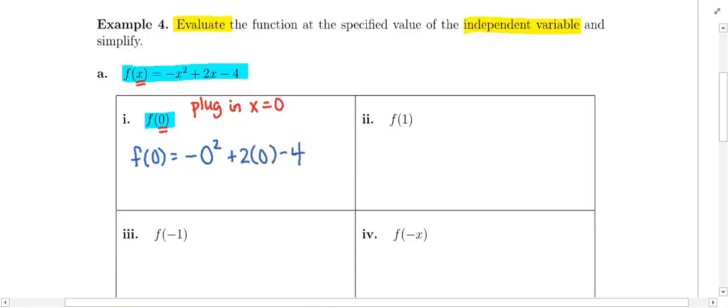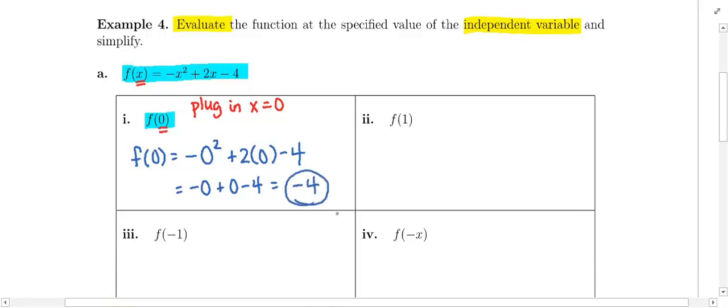Okay, that's it. Now I just need to simplify. Negative 0 squared just means 0 times 0. That's going to be 0 plus 2 times 0, which is 0, minus 4. So negative 0 is 0. 0 plus 0 is 0, minus 4 gives you negative 4. Okay, that is your final answer.